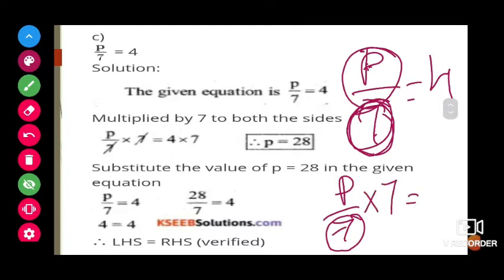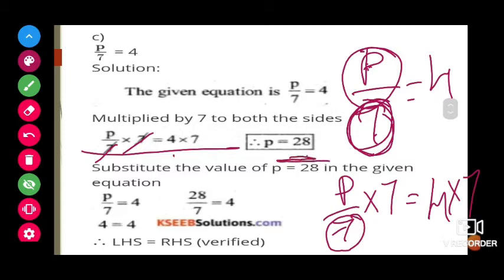Yes. Now the same multiplication should happen on that side also. 4 into 7. So same thing here. Now 7 will get cancelled. p is equals to 7 4s are 28. Now if I want, just verify with the verification.